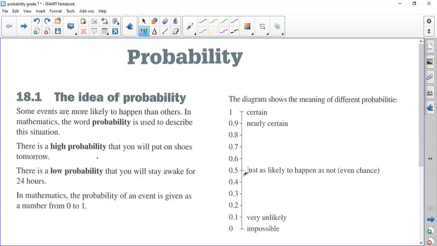If it is 0.5, it is just as likely to happen or not. Okay, it is even chances to happen or not to happen. If it goes near to 1, it is nearly a certain event. And if it is 1, it is a certain event. Okay, it is 100% sure that this thing will happen.